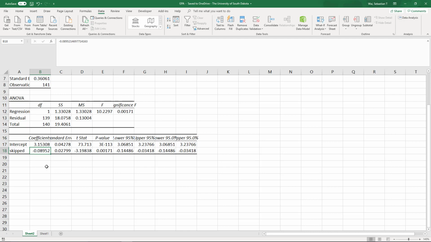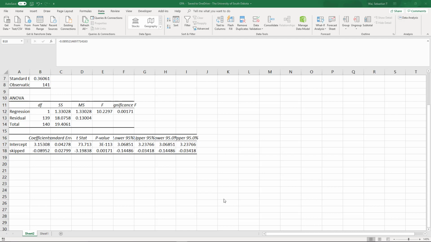Another variable might be how interested they are in their classes. People who are more interested in their classes are going to naturally put in more effort and get a higher GPA, but they would also be likely to skip less as well. So that's the main idea here, finding variables that are correlated with both GPA and skipped. That's what omitted variables is all about.